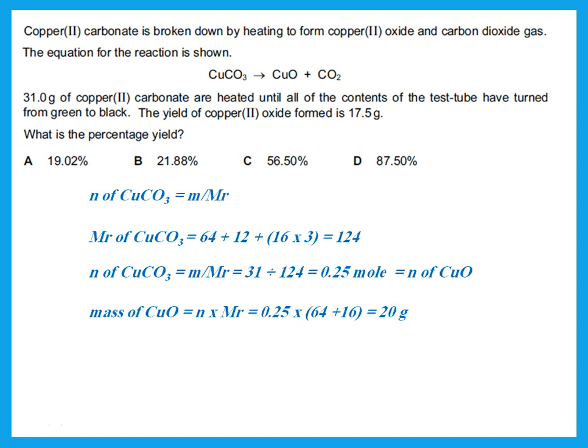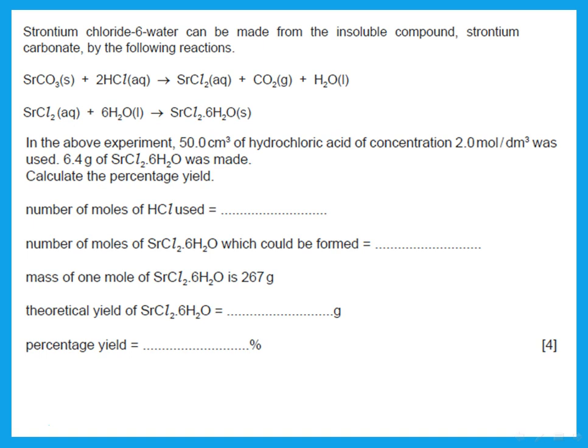Now, what did he actually get? He got 17.5. Remember, the word yield means the mass that was obtained. So how do we get percent yield? It is what he actually got, 17.5, over the theoretical that we calculated. So over what he should get, which is 20, times 100, that gives me a percent yield. Okay, so from these choices, my answer is D.